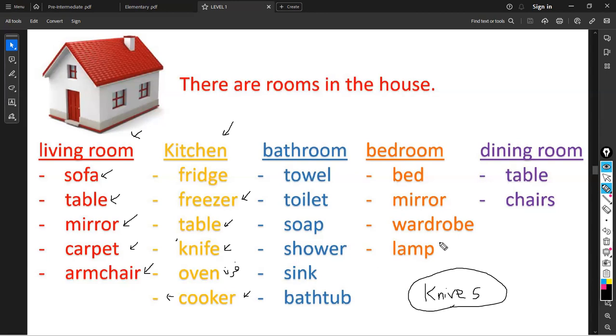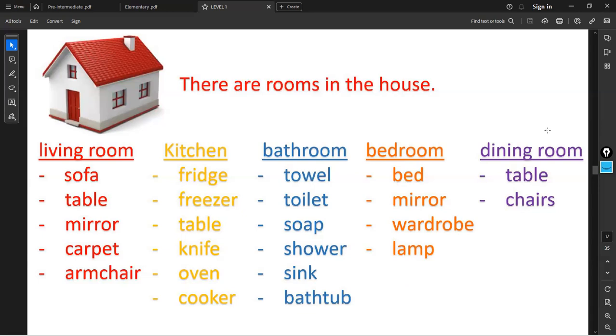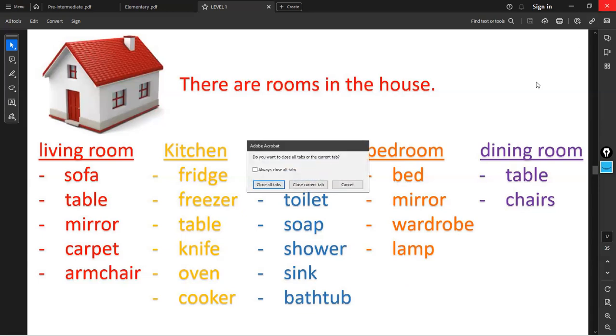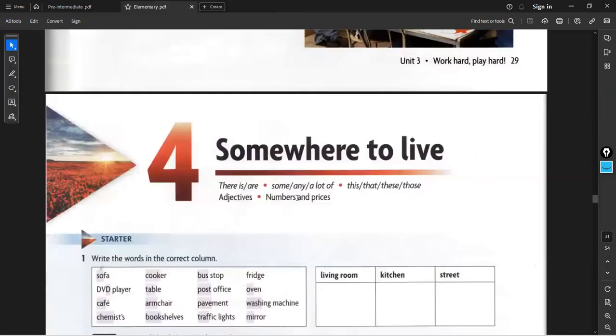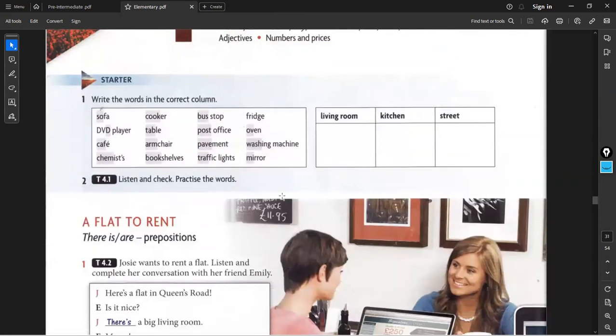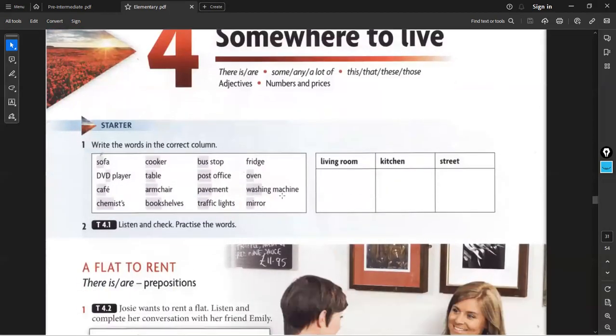Welcome. So this is it, guys. Please, you have to be careful if you want to use there is or there are. Now, I think it is the time to talk about some and any, a lot of or lots of. By the way, I think we have enough exercises about them. Let's discuss them in the unit.